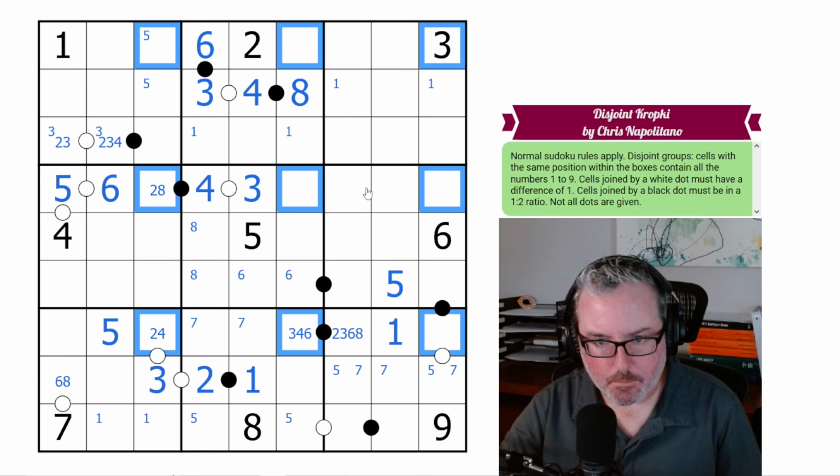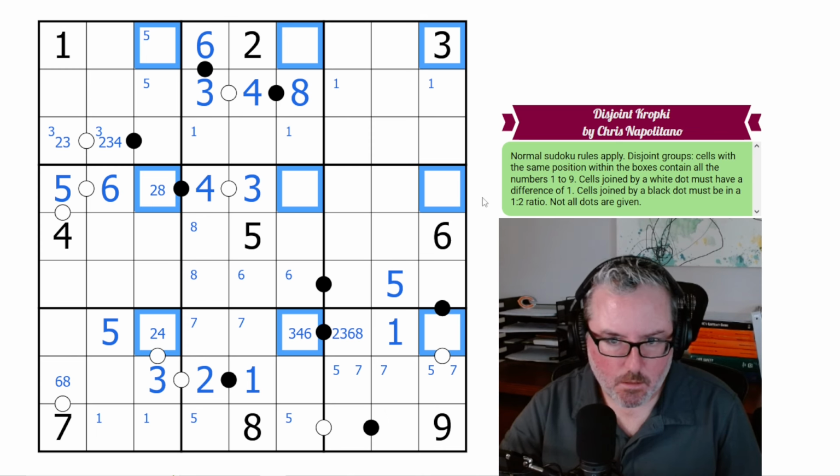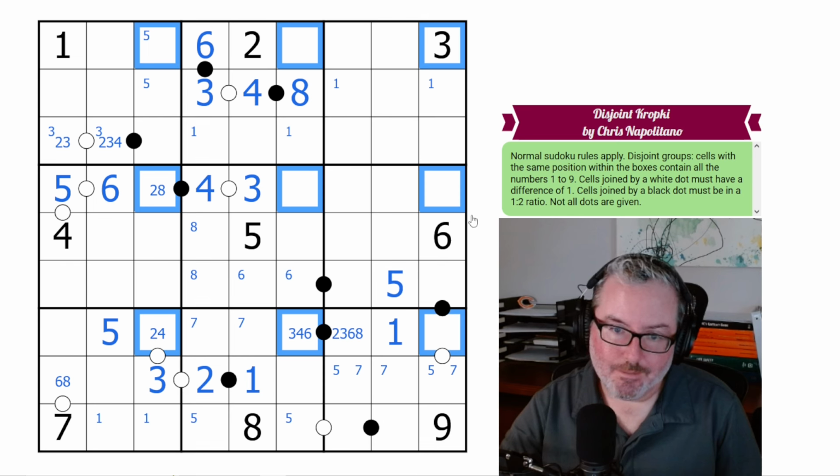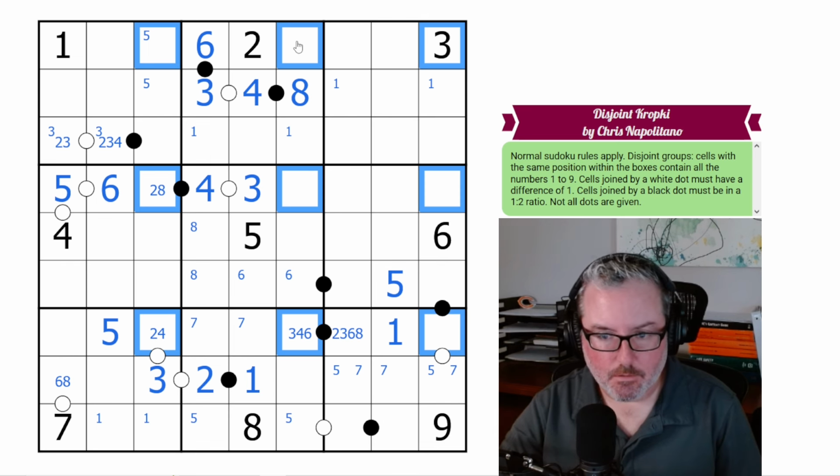So we already said one of these had to be a one. The two, we said there were multiple places it could go. The three is already there, and that's the only one we really have. The four has multiple options. The five, again, two options for the five. And then six is, oh, there it is. Finally got something.